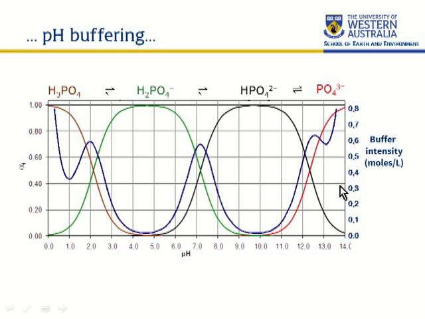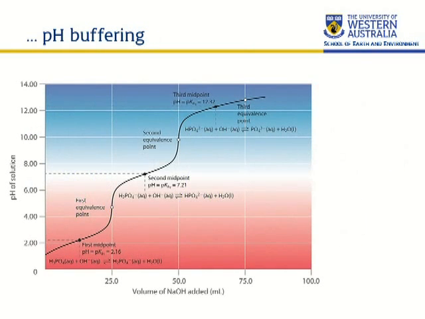So if we plot the buffer intensity on that curve that's just overlain, we see the peaks in buffer intensity occur pretty much exactly where we'd expect them to, where we have both an acid and its conjugate base present simultaneously. So if we do a titration of phosphoric acid, and you may have seen this sort of thing before, we get something like this occurring.